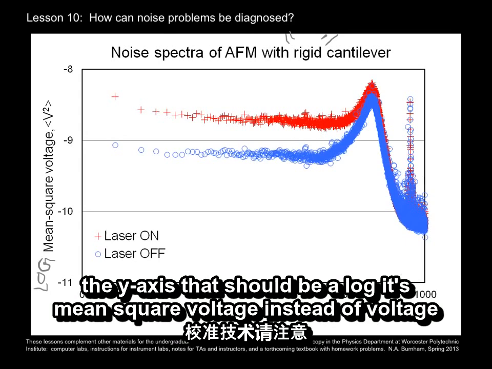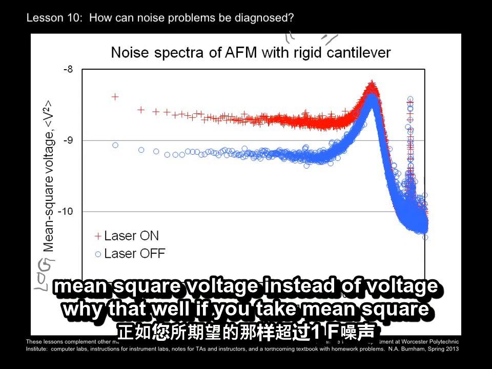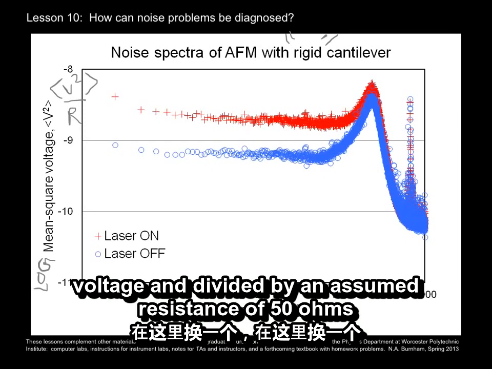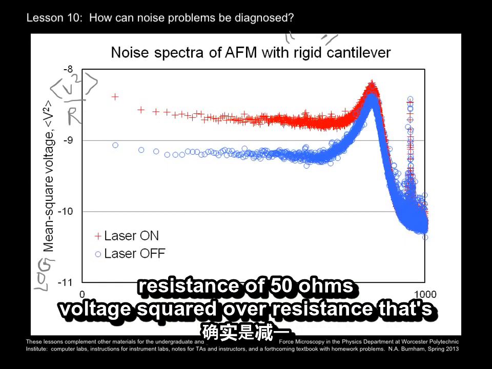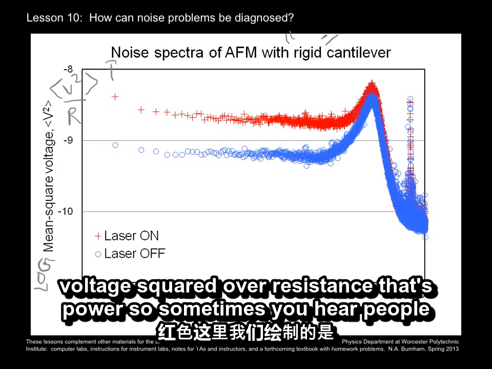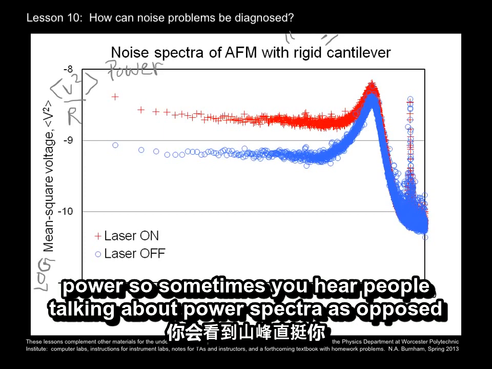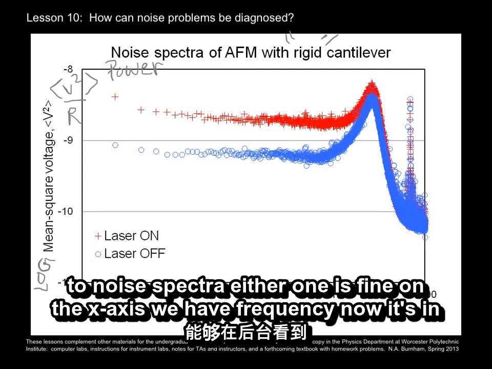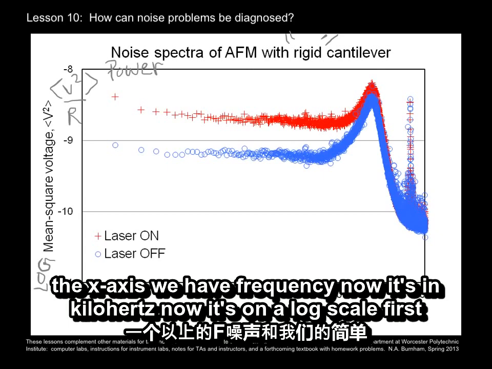It's mean square voltage instead of voltage. Why that? Well, if you take mean square voltage and divide it by an assumed resistance of 50 ohms, voltage squared over resistance, that's power. So sometimes you hear people talking about power spectra as opposed to noise spectra. Either one is fine. On the x-axis, we have frequency, now in kilohertz, and now on a log scale.